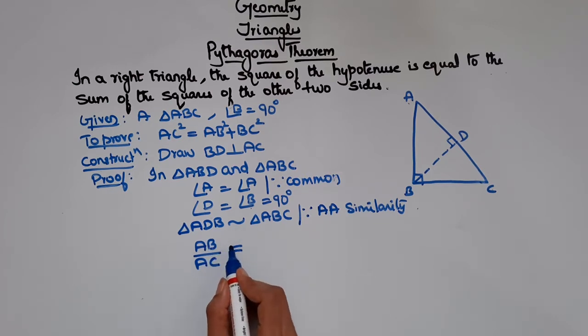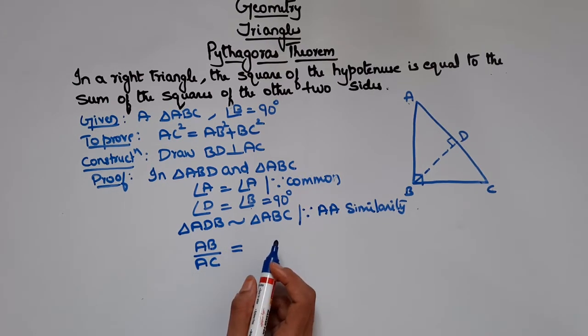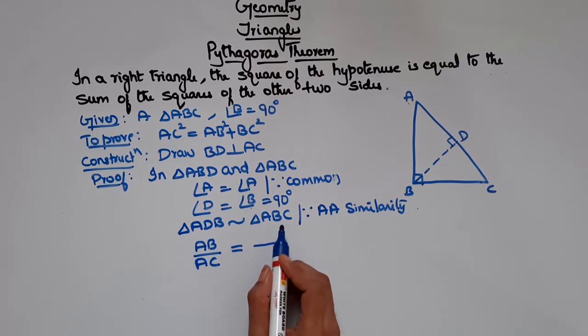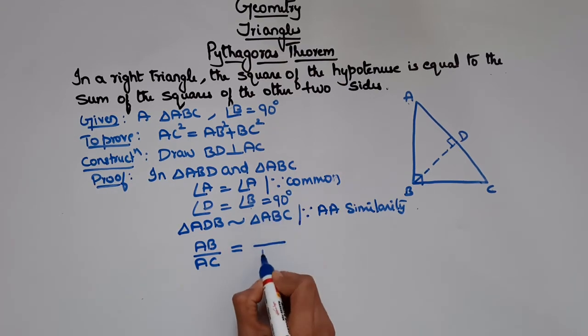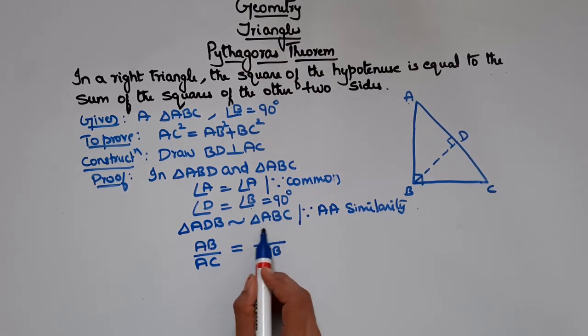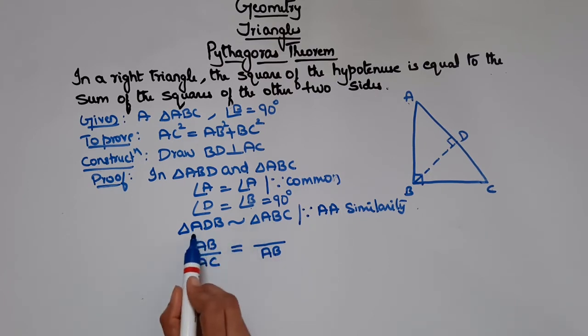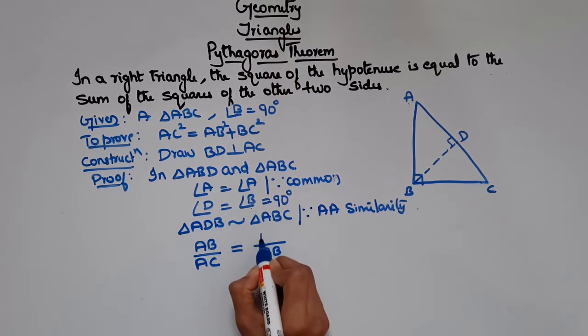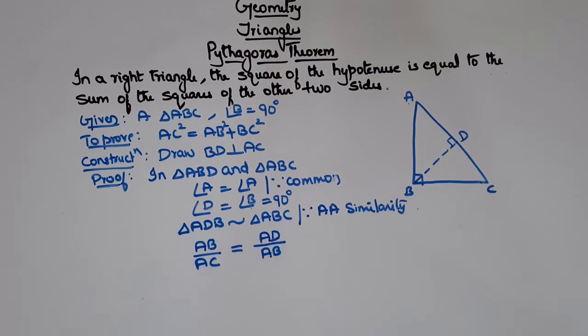So when we cross multiply, if you want AB square, that means your denominator should be AB. So if you take first and second angle of this triangle, that is AB. Now what is the numerator? We have to take first and second angle of this triangle, right? So AD. So the ratio of corresponding sides are AB by AC equal to AD by AB.